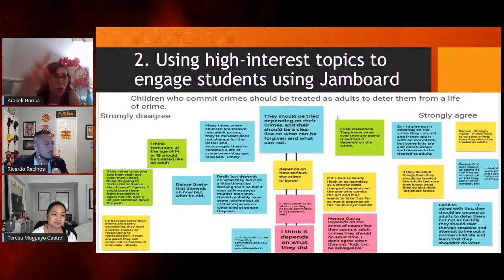So I have done the 4 corners. They moved to each corner, have a discussion, right? But this one, we did it online. And so they had to answer this question. Should we treat children as adults when it comes to crime? And they're kind of all over the place. So they got to move their little sticky note, right? Go ahead and go to the next slide.